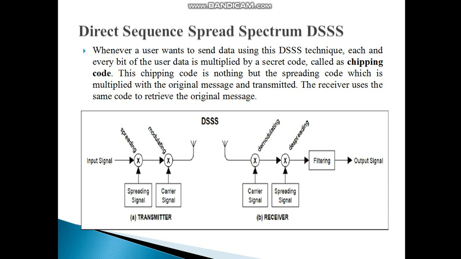In this diagram, there is one transmitter and on the opposite side a receiver. At the transmitter, the spreading signal is spreading in nature and the carrier signal is modulating in nature. On the opposite receiver side, the carrier signal consists of demodulation and the spreading signal is despreading in nature, and filtering occurs at the receiver end.